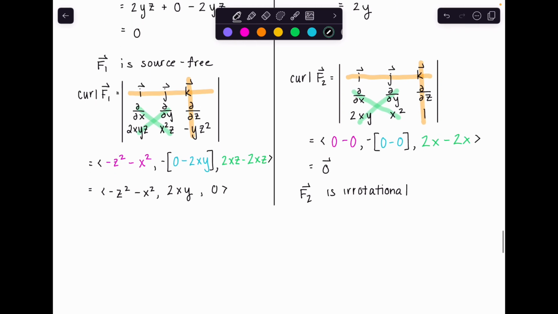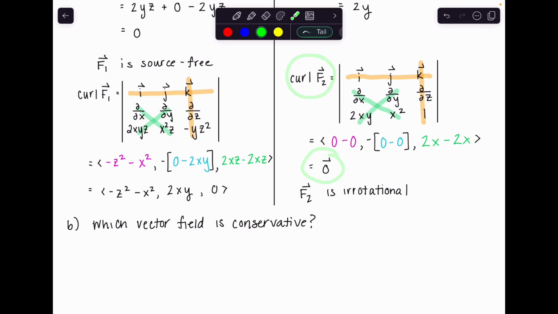So now that we have that, second question is which vector field is conservative? And so that's exactly F2 because the curl is the 0 vector. We're not wasting energy rotating in place. So F2 is conservative since the curl of F2 is the 0 vector.